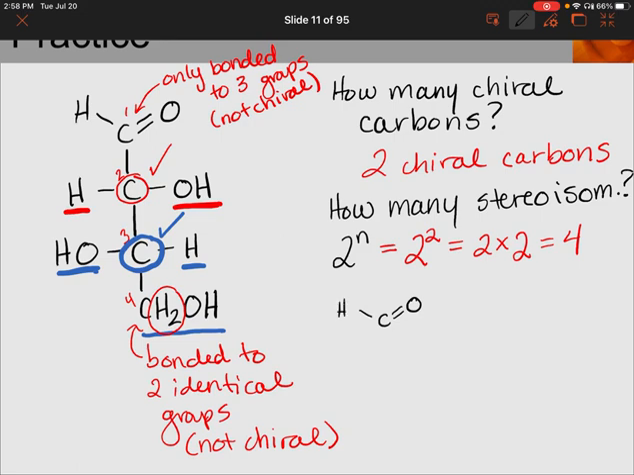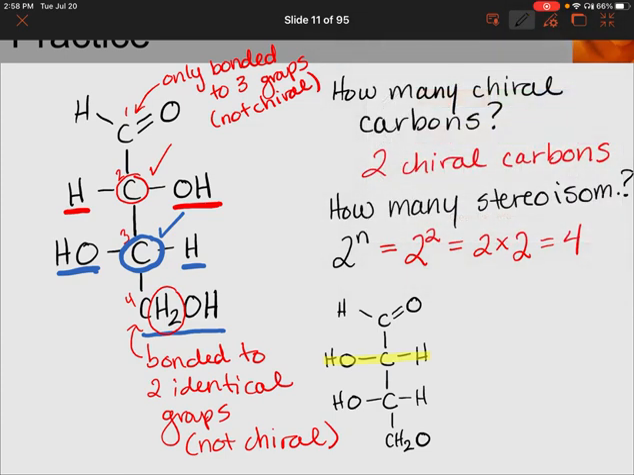So one of the stereoisomers would have a flipped OH and H on that second carbon. The third carbon could stay the same. So the only thing that changed here was the OH and H on the second carbon.